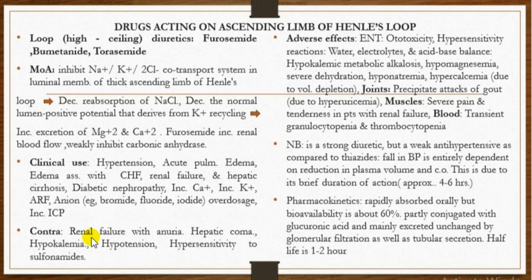Now quickly let's look at the contraindications to the use of loop diuretics. Basically, in patients with renal failure which is associated with anuria, you cannot use these agents. Also in hepatic coma and hypokalemia, you may not want to give loop diuretics to patients who are already having hypokalemia, since these agents facilitate the excretion of potassium from the body.